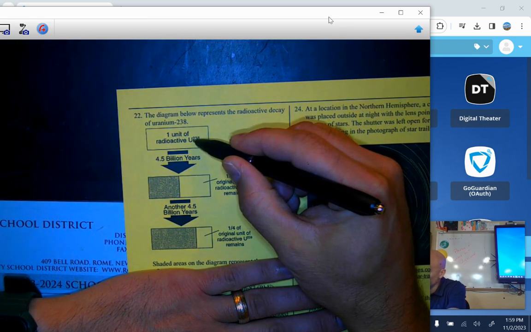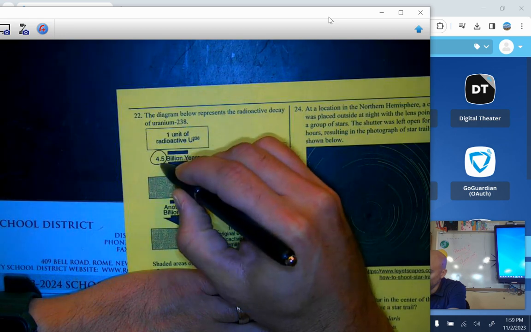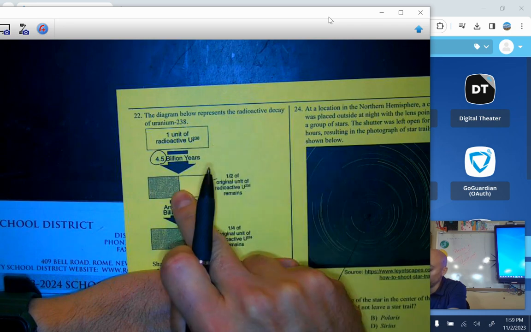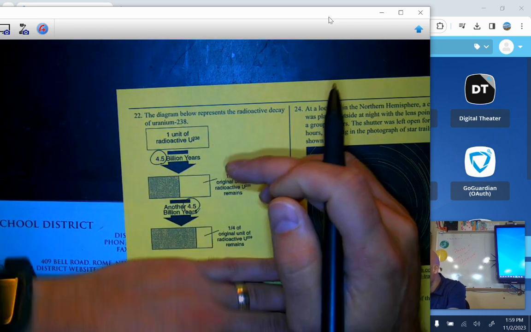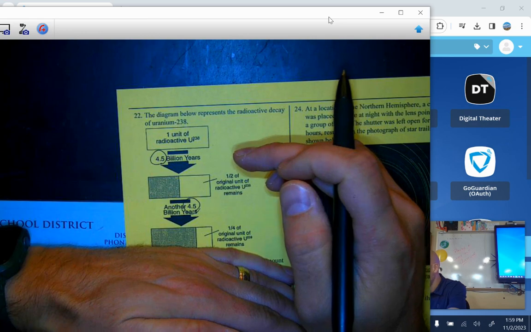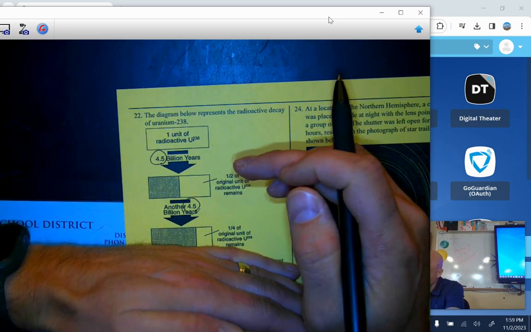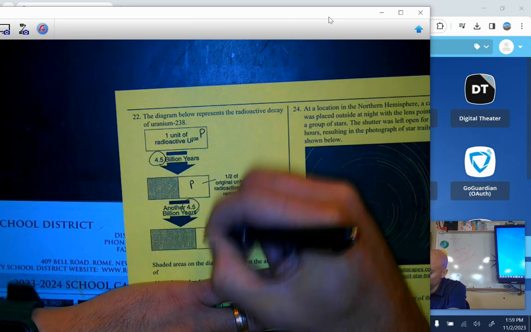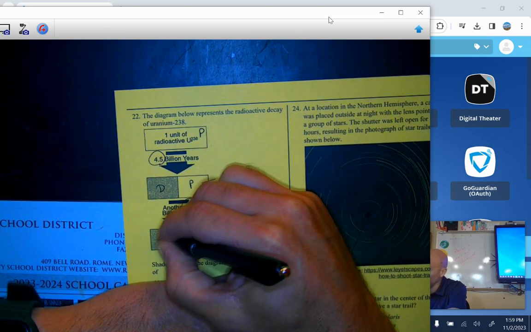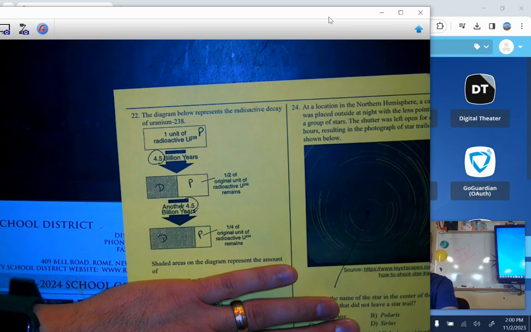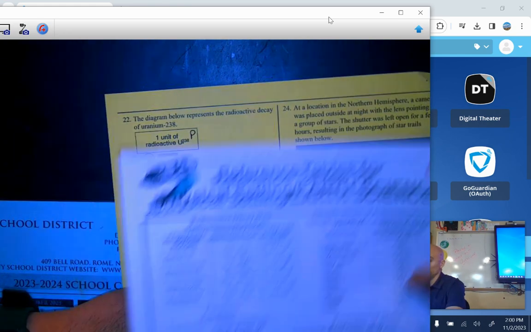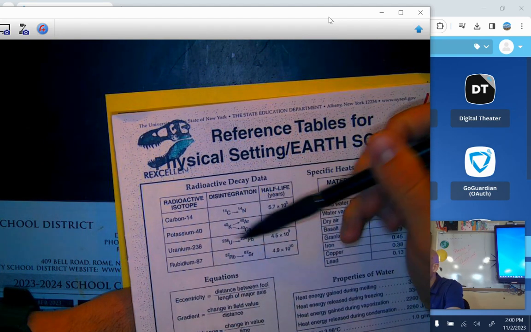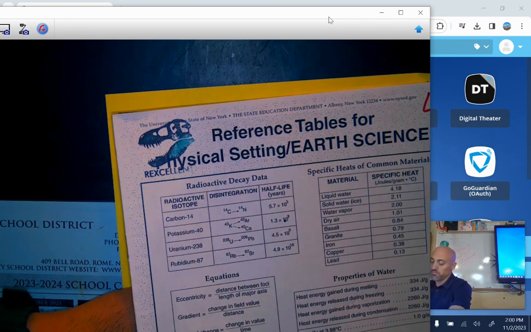Uranium, 1 half-life, 2 half-lives. So this is just like that extra credit thing where half of it keeps going away every time. The shaded areas. This is the parent, daughter. So if you want to know what uranium turns into, we would have our ESRT, uranium, turns into lead. This is not stuff to memorize. That's just a look-up kind of thing.